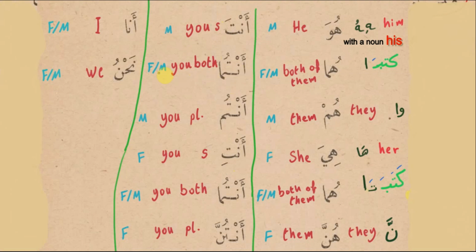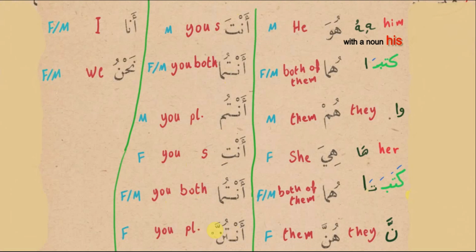Antuma, you both, for feminine and masculine. Antuma, notice this ma is added there. Antum, you plural, masculine. Notice this for masculine. Anti, notice the difference between the masculine singular second person a and the feminine is e. So anti, ti, anta. So that's you singular feminine. Antuma, you both, feminine and masculine. Same thing. Notice this here and this there, same thing for the second person.